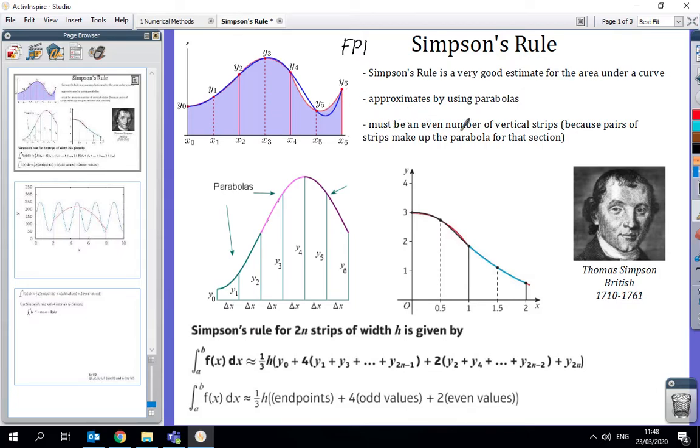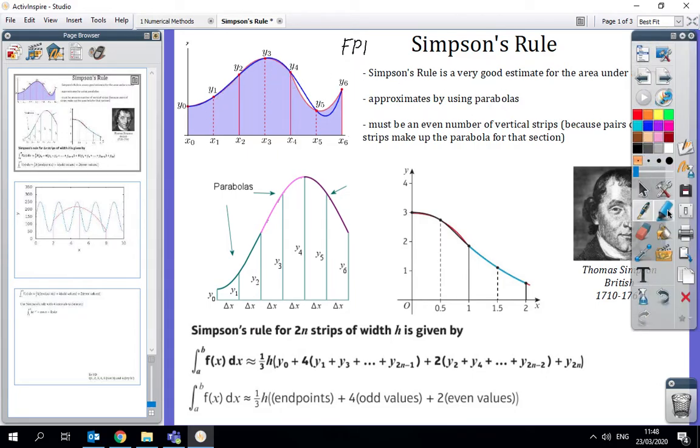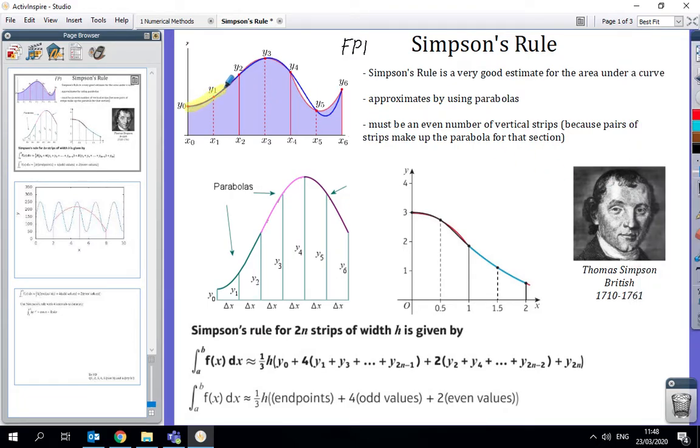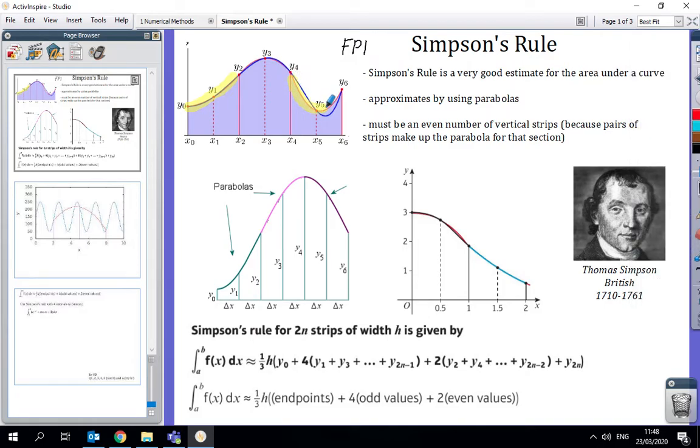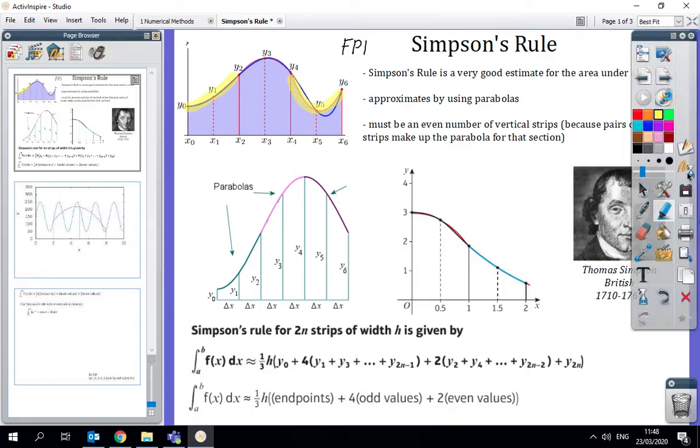There must be an even number of vertical strips because it's the pairs of strips that make up the parabola for that section. Let me just quickly grab a highlighter. You can see this section here is one part of a parabola. This section here in the red part is a parabola. This red section here is a parabola, and last of all, this section in the middle, which I'll do in blue, is a parabola.